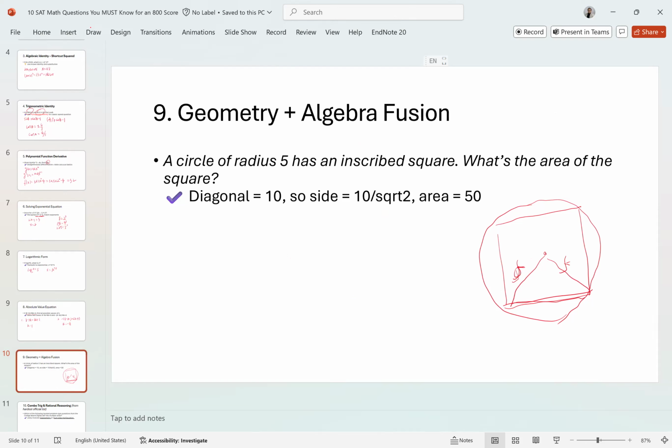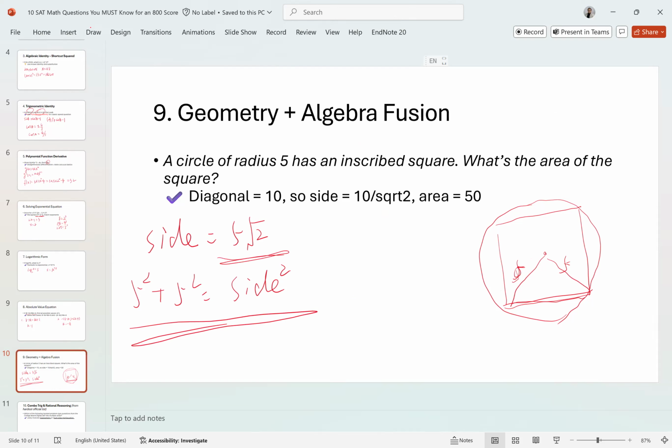So based on the rule, the side would equal 5 times the square root of 2. That is based on the rule that 5 squared plus 5 squared equals the side squared, right? So based on this rule, we can calculate the value of the side, and so the area would equal 50, right? So it's quite simple if we just draw a figure of the problem, which is very useful for problem solving, right?